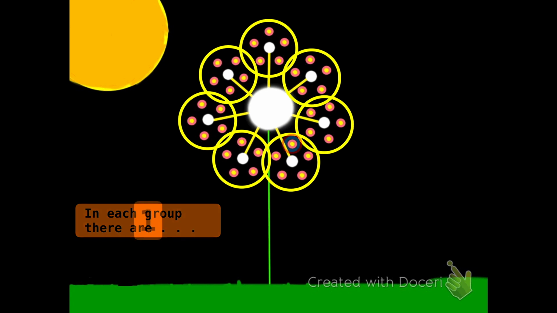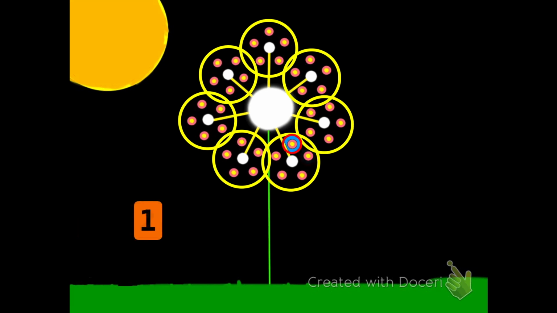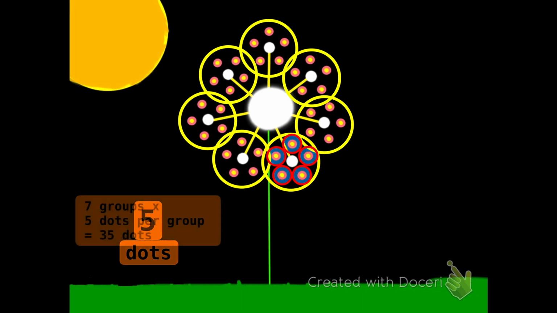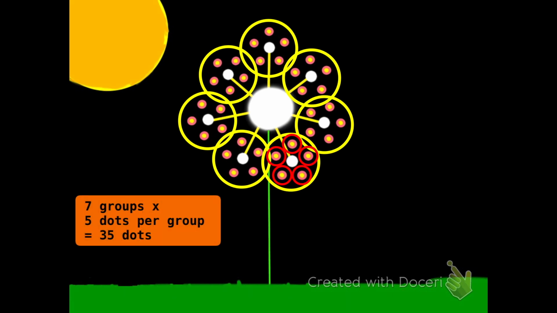The second factor I usually designate as the number of dots within a single group when you have a pair of factors. So in this case, there are 5 dots within each group. So 7 times 5 equals 35.